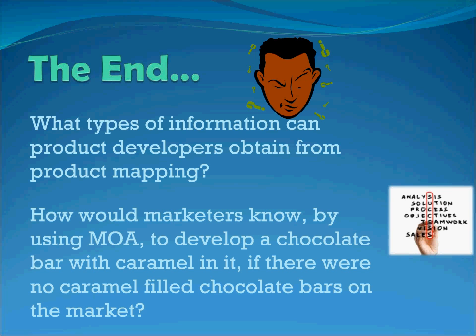So what types of information can be obtained from product mapping? How would marketers know by using an MOA to develop a chocolate bar with caramel in it, if there were caramel-filled chocolate bars already on the market? By answering these questions, you'll be able to truly understand these tools and this stage, idea screening, of the product development process.